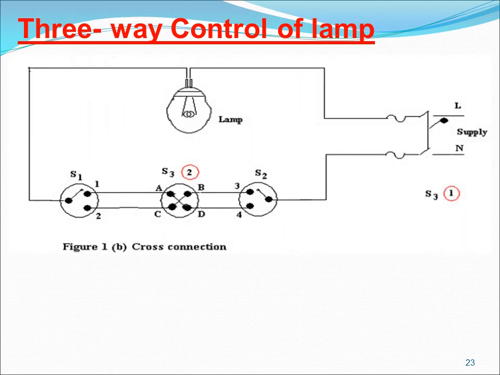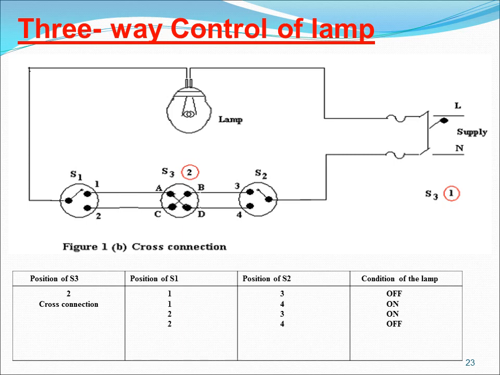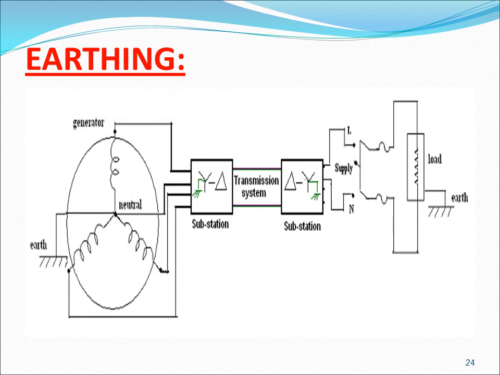If it is a cross connection, it's just the reverse of the previous one. If it is 1 and 3, the lamp is off, 2 and 4, the lamp is off, but in the other conditions, the lamp is on. So this is how a single lamp can be controlled by two switches and three switches.